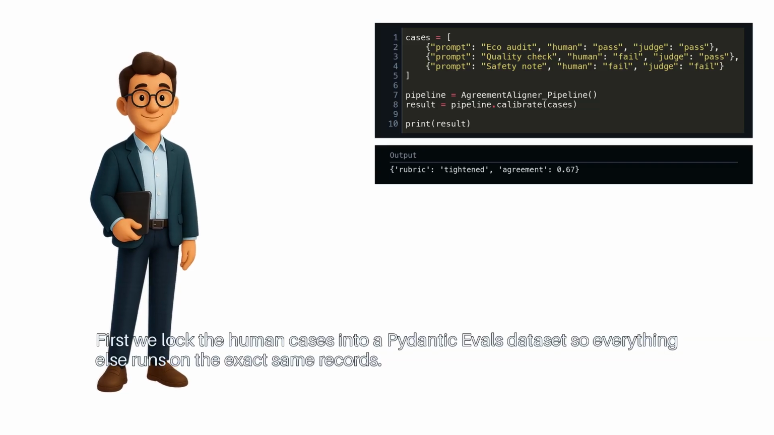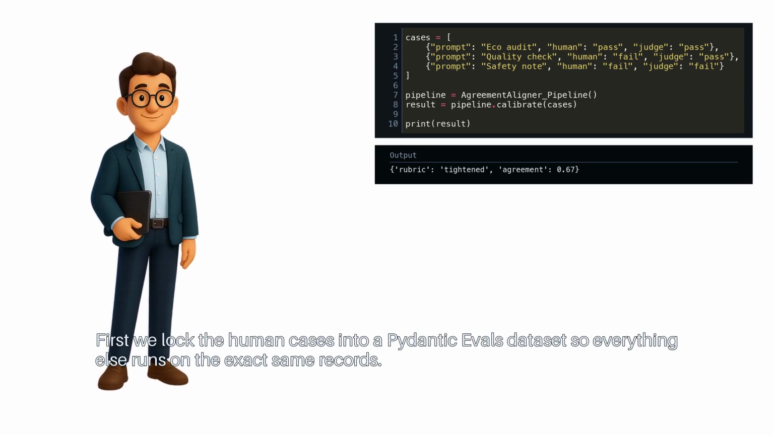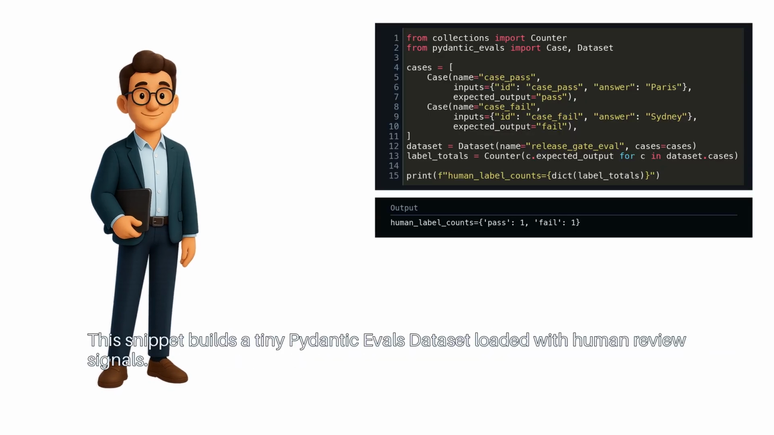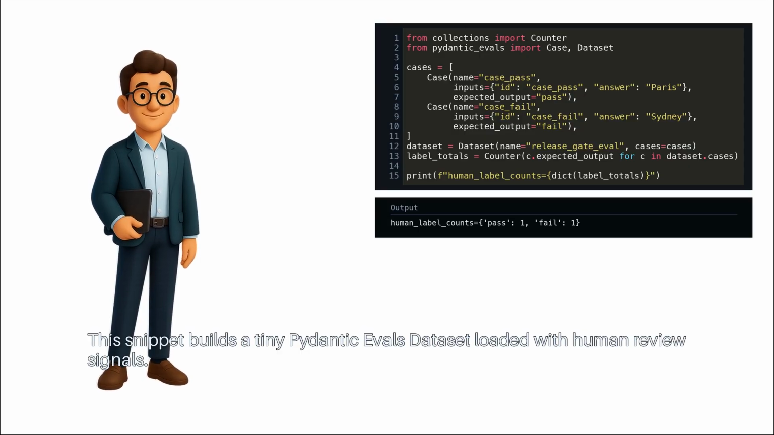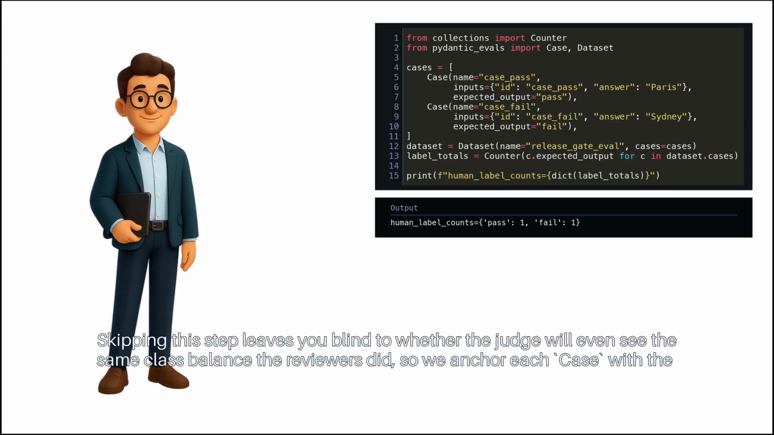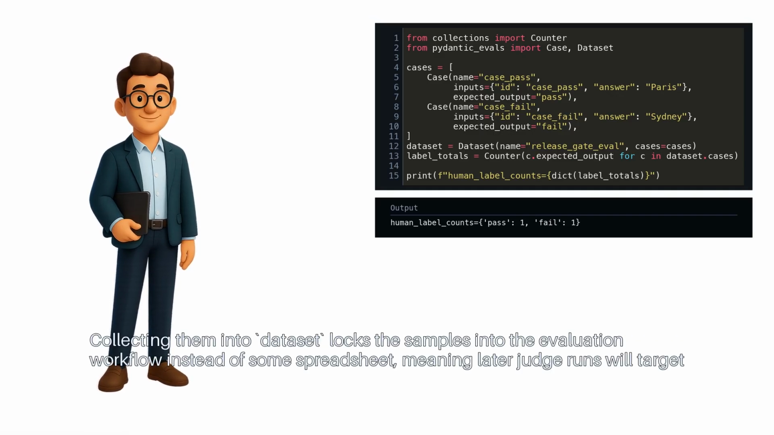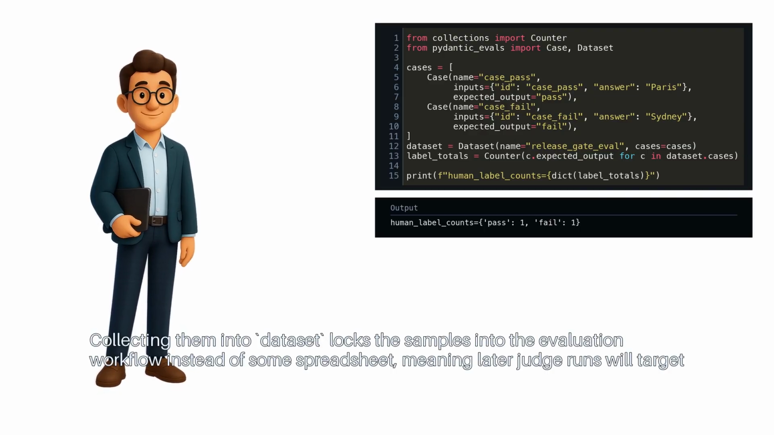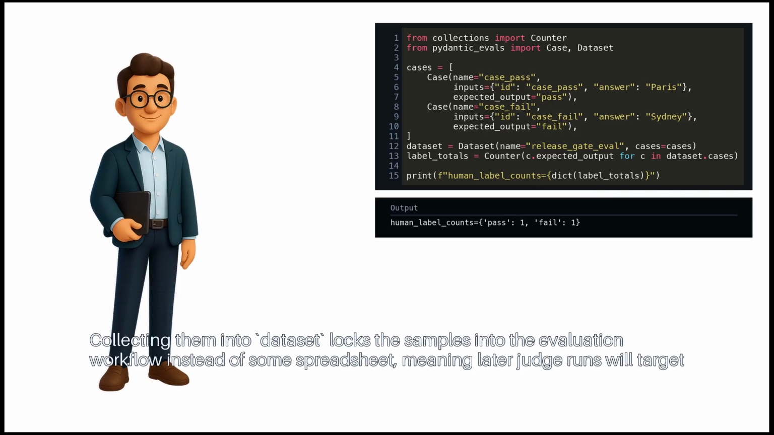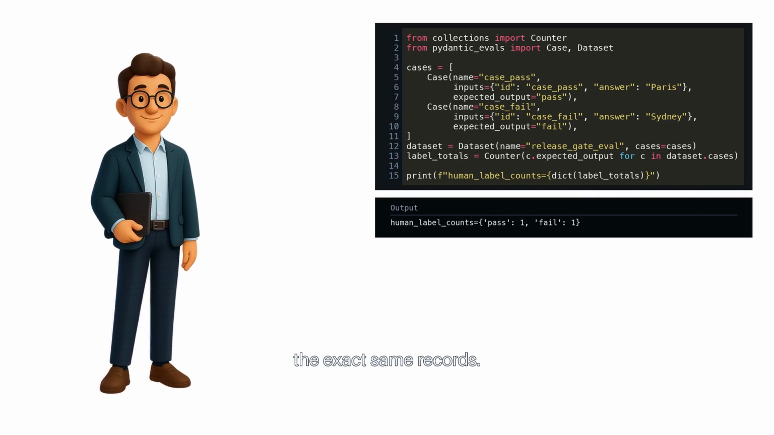First, we lock the human cases into a Pydantic Evals dataset, so everything else runs on the exact same records. This snippet builds a tiny Pydantic Evals dataset loaded with human review signals. Skipping this step leaves you blind to whether the judge will even see the same class balance the reviewers did. So we anchor each case with the human expected output. Collecting them into a dataset locks the samples into the evaluation workflow instead of some spreadsheet, meaning later judge runs will target the exact same records.